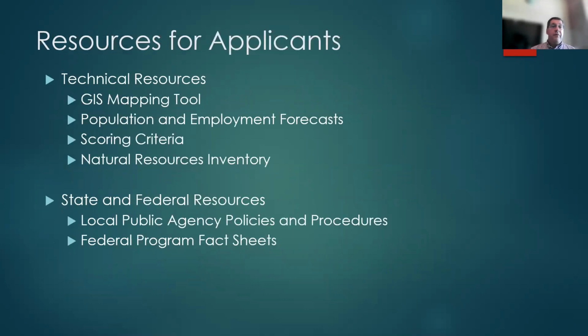Resources for applicants: we provide a variety of technical resources. There's a GIS mapping tool with a whole host of data that you can turn on and off to see where your project lies in relation to those different types of information. We provide population and employment forecasts. The scoring criteria are available on the resources page, and items like the natural resources inventory are available both on that resources page as well as within the GIS mapping tool.